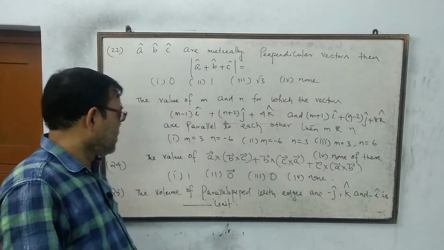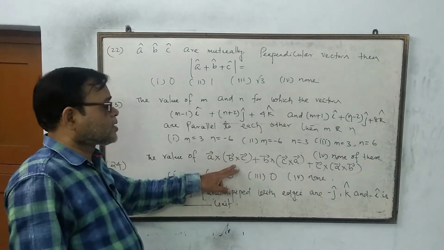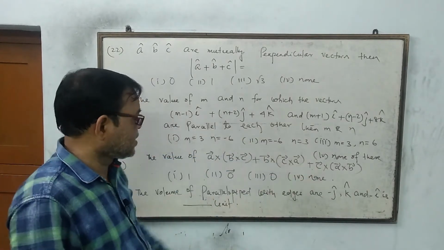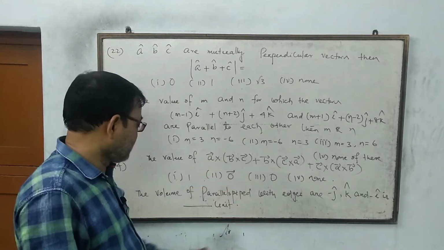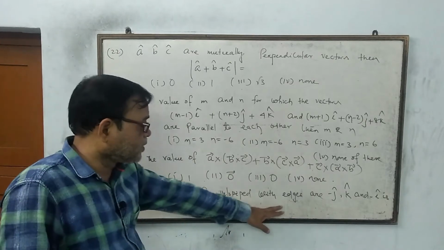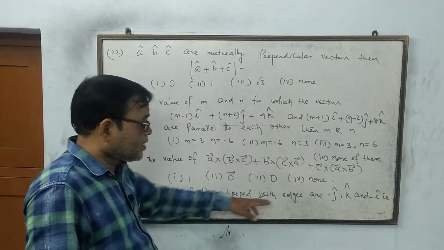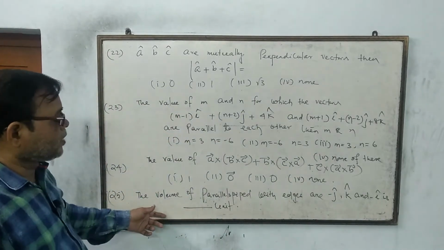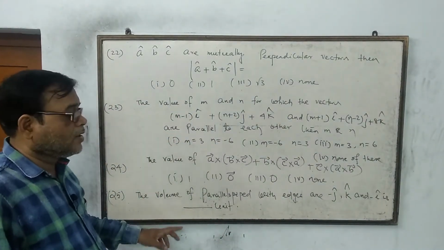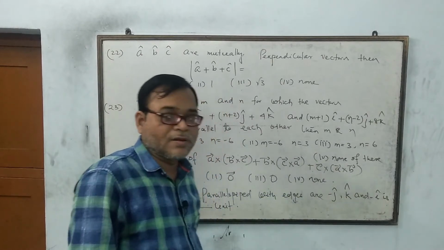and n value. The value of A cross B cross C plus B cross C cross A plus C cross A cross B is equal to dash. Answer will be null vector, not 0. Okay. The volume of the parallelepiped with adjacent dash, adjacent minus A, K and minus I is dash unit. Volume of the parallelepiped, you know, A dot B cross C, first dot, second cross third.